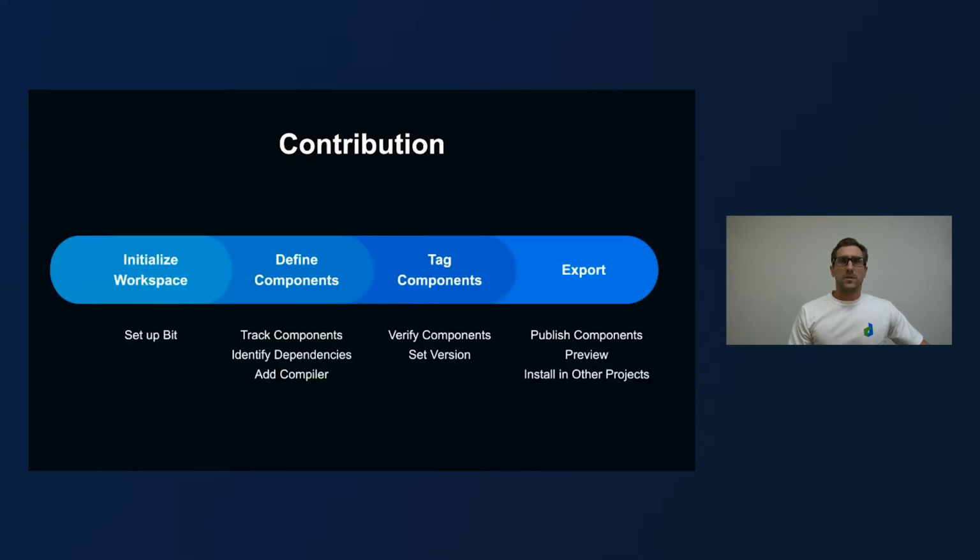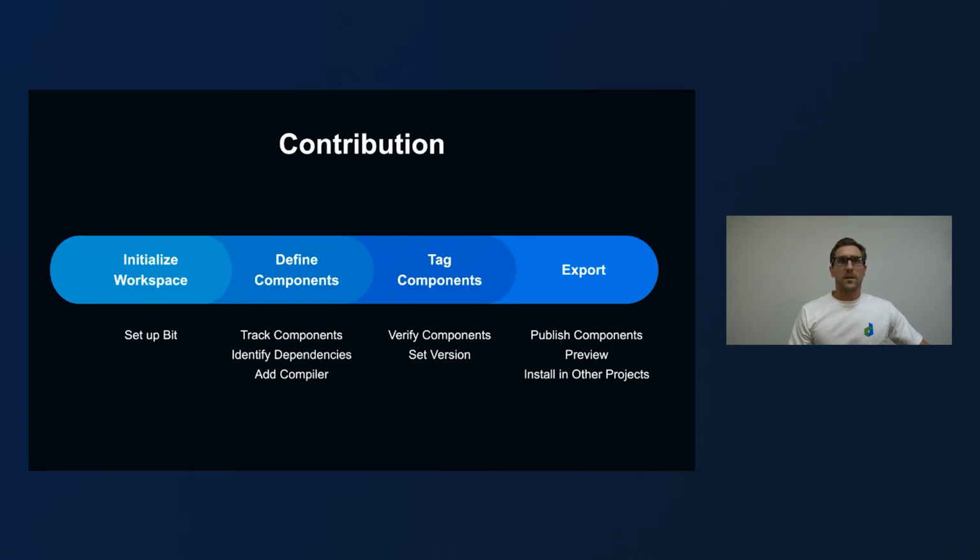I previously mentioned 3 key elements of success, so let's have a look at those now. I will start with contribution. To be able to export components, project needs to be initialized as bit workspace. In next step, user defines which components to export. It is done by defining component name and files. Bit helps to identify dependencies if there are many. It is also required to define compiler if component is written, for example, in Vue or React.